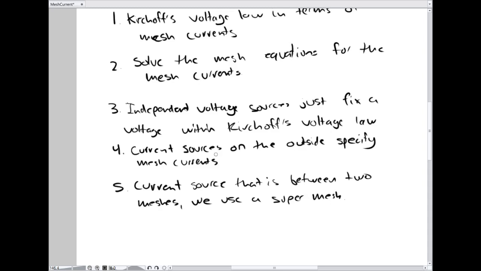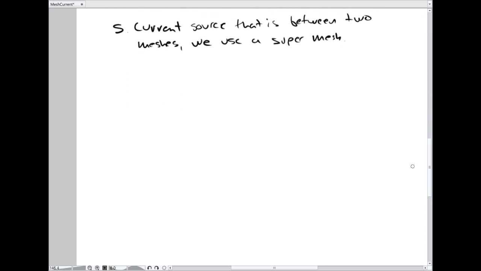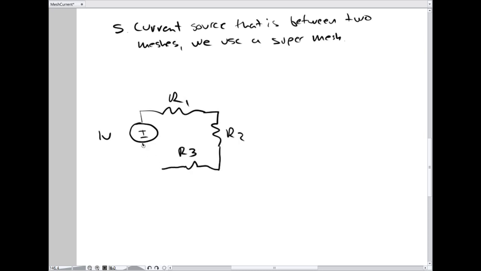So going back to voltage sources, fixing voltages, that could be somewhat confusing. So say I have a voltage source. Maybe I wanted to make the polarity different. 1 volt, and then R1, R2, and R3. I always like to define my mesh currents going clockwise. You don't have to, you can define them going counterclockwise, but I always make them going clockwise.